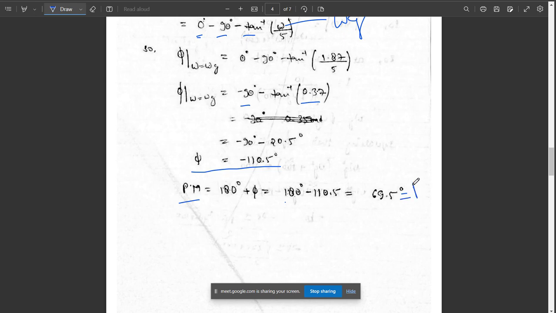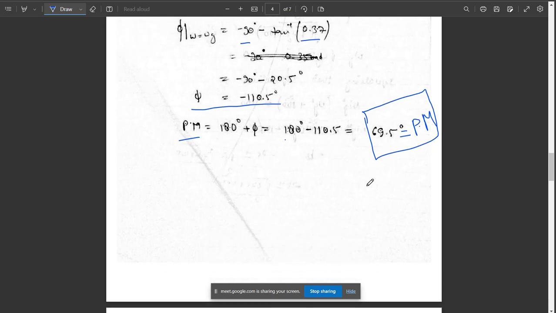One more question. In the exam, for tan inverse of 1.87 divided by 5, will calculators be available? Most probably you will be given either a virtual scientific calculator, or you have to take your scientific calculator with you. So in the virtual calculator, tan inverse will be possible. Yes.